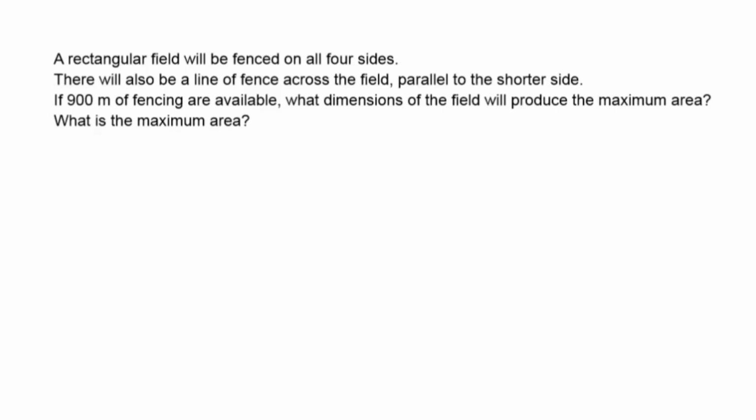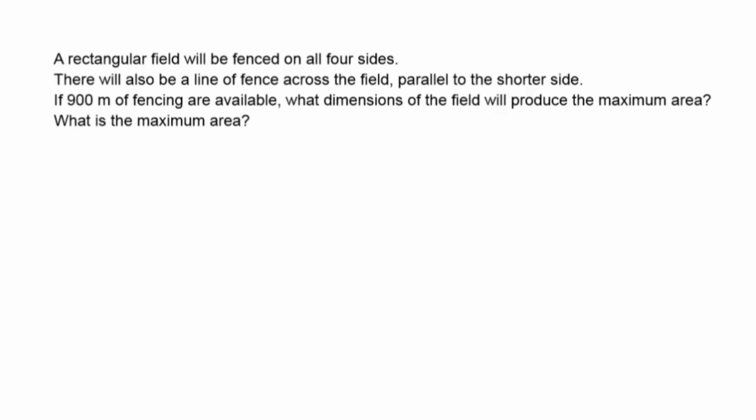A rectangular field will be fenced on all four sides. There will also be a line of fence across the field, parallel to the shorter side. If 900 meters of fencing are available, what dimensions of the field will produce the maximum area? What is the maximum area?